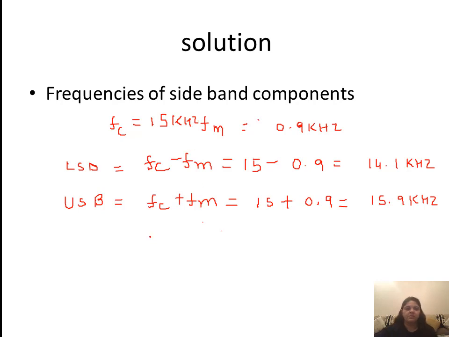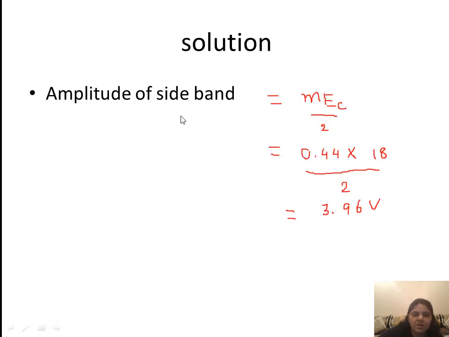Now we have all the values and the amplitude of the sideband, because we know that the frequency spectrum of the AM wave consists of frequency as well as amplitude. What is the amplitude from our original equation? It is mEc by 2, or mVc by 2. m is 0.44, Ec is 18, divided by 2. So it is 3.96, nearly 4 volt.